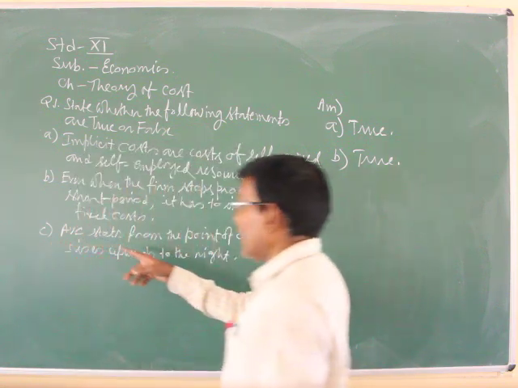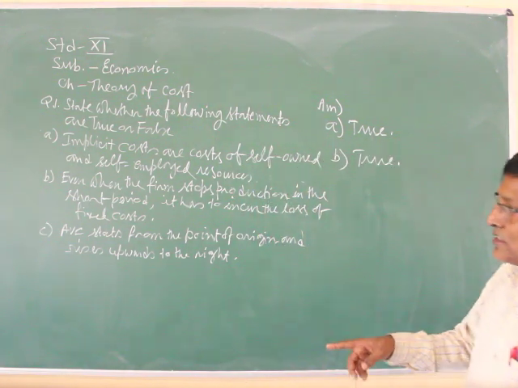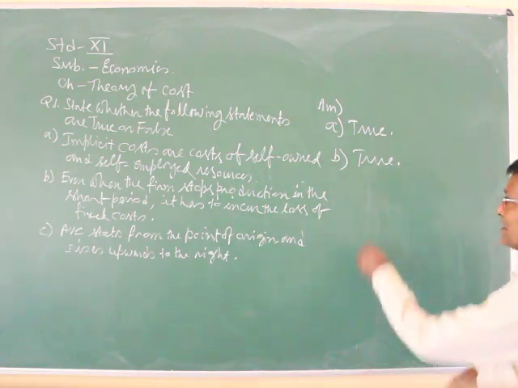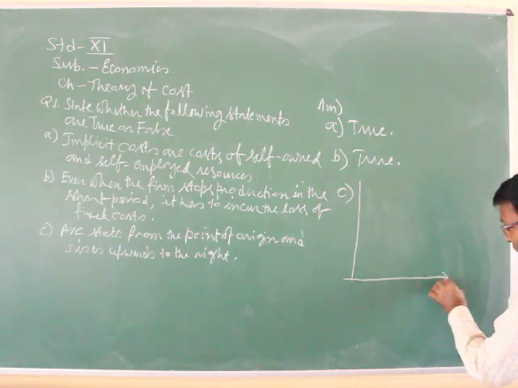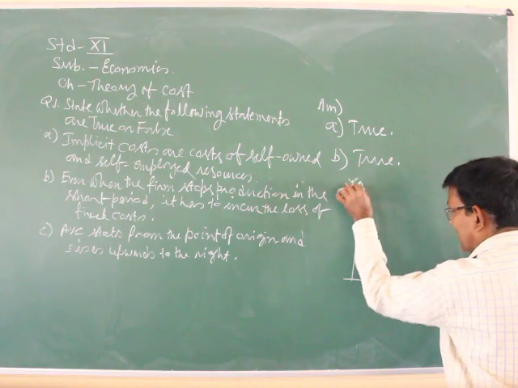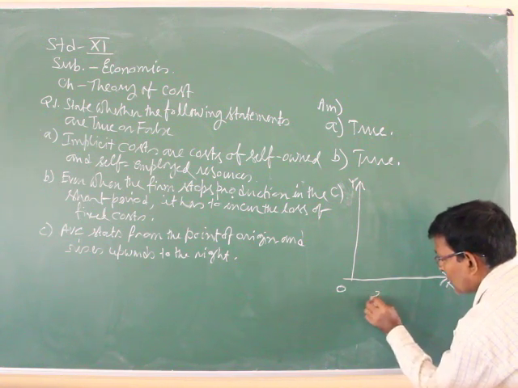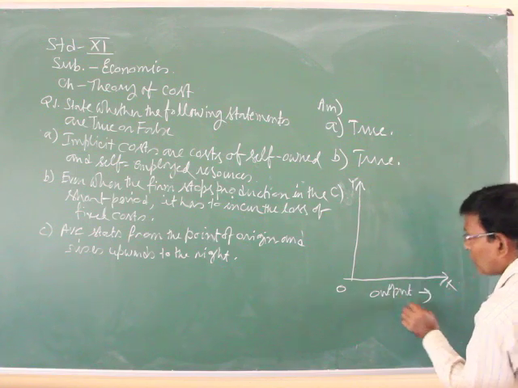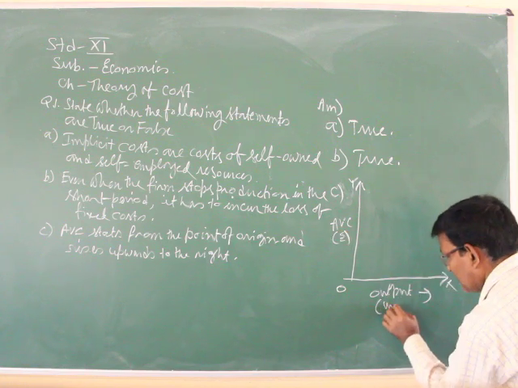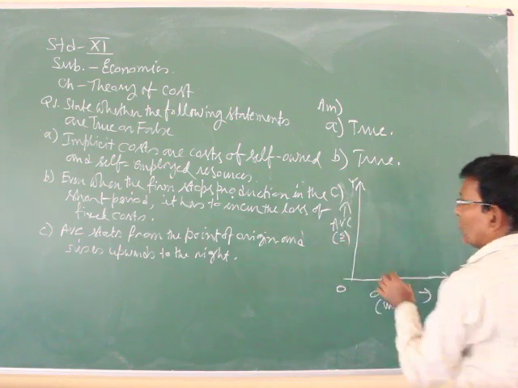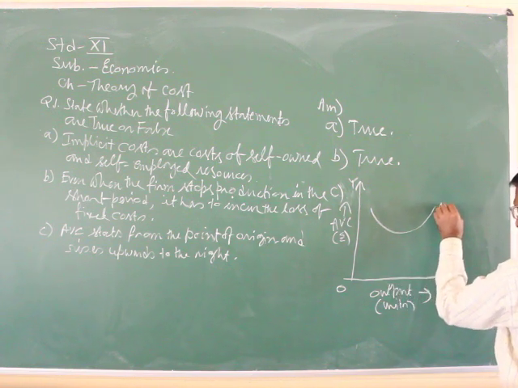And question number C, AVC. What is the meaning of AVC? Average variable cost. It starts from the point of origin and rises upwards to the right. Now let me explain this question. See this diagram. On the y-axis, average variable cost is measured in rupees, and on the x-axis, output is measured in units. So what is the shape of the AVC curve? It is U shape.